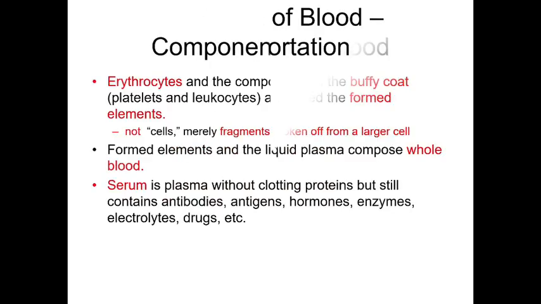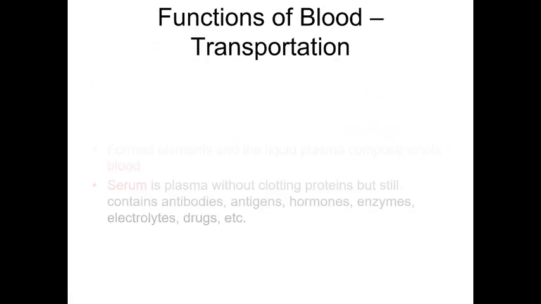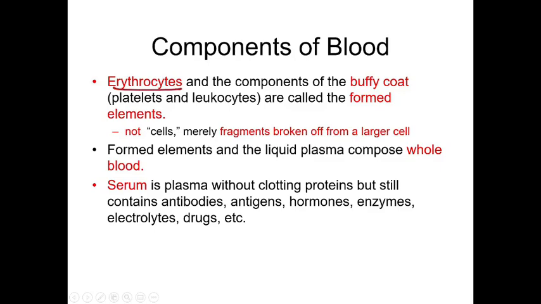So let me describe this one more time. So in the blood, you have the red blood cells, the erythrocytes. In addition to the erythrocytes, there are the components of the buffy coat, that is the platelets and the leukocytes. Together, all of those 3 things, erythrocytes, platelets, and leukocytes, are referred to as the formed elements. And the reason is that platelets are not cells. They're fragments of cells. So to call these just blood cells would be a little bit misleading. So all of those components, red cells, white cells, and platelets, are collectively called the formed elements.